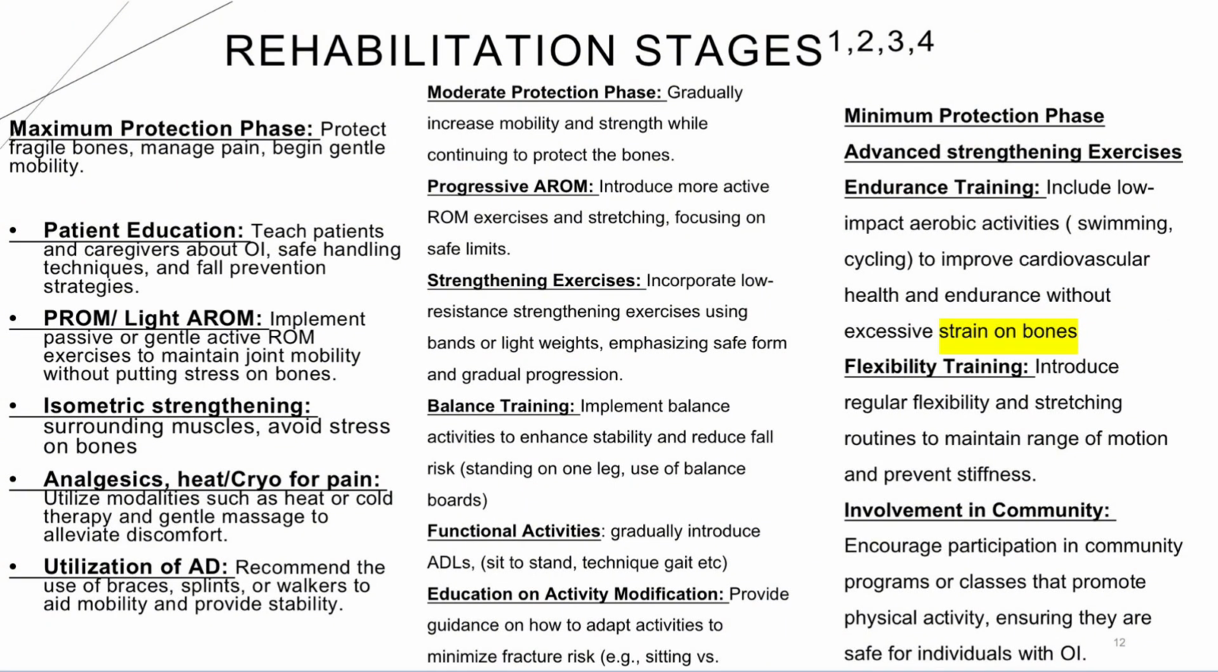Then next thing you've got is flexibility training. So you can introduce regular flexibility and stretching routines to maintain range of motion and prevent stiffness. And lastly, you can get them involved in community activities, encouraging participation in programs or classes that promote physical activity, and just ensuring they're safe while they do this.